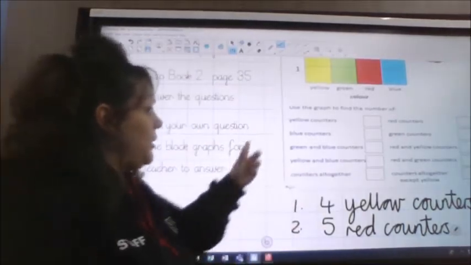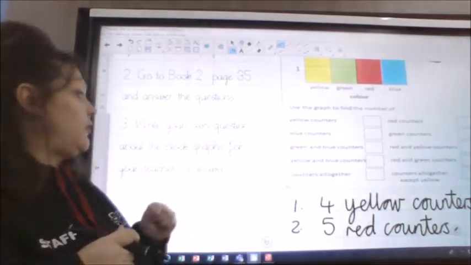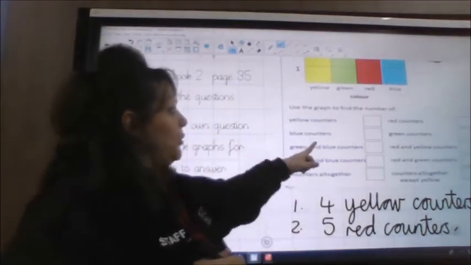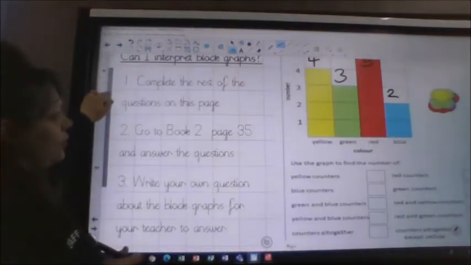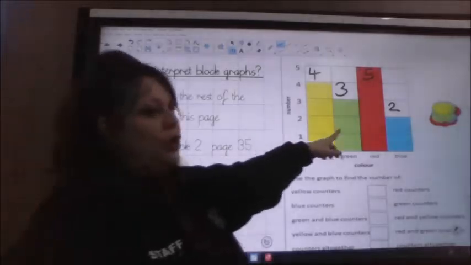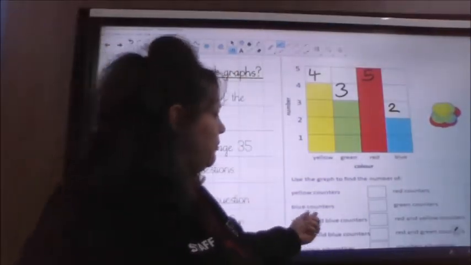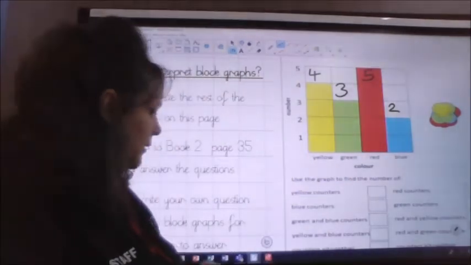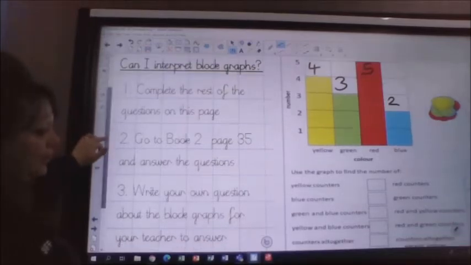And then it asks you how many green and blue counters. So it's asking you for 2 bits of information now. So we need to look at 2 columns. So green and blue counters. I know I have 3 green and 2 blue. So I would say green and blue counters, I've got 3, add 2, it's 5. Okay. And you carry on and have a little look at the other questions there.